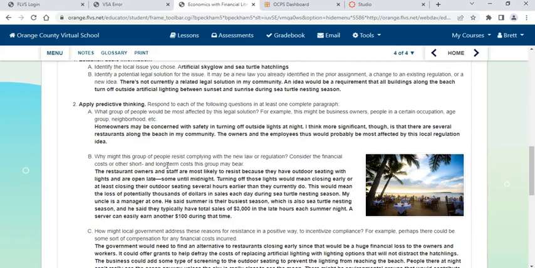So remember, if you're an honors student, you've got to do both the standard and the honors. If you're a standard student, you're going to do just that first one there.